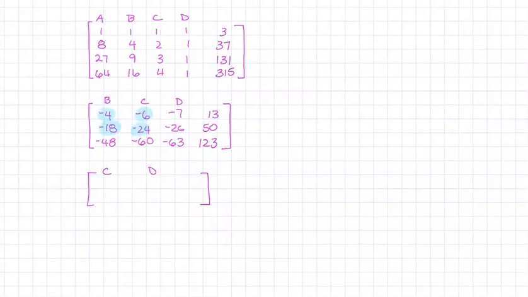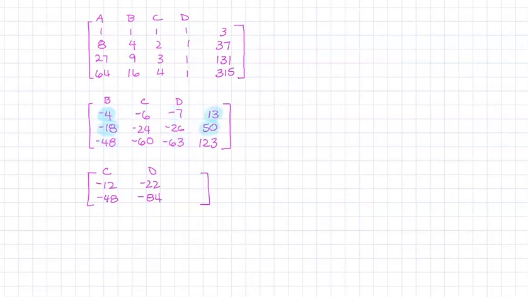Okay, so for the next matrix, we're going to first look at these four numbers, and when you work with them, you should get negative 12. The next four numbers will give you negative 48. Go over to the D column. You're going to get negative 22. And then you'll get negative 84. And that'll finish up the D column.